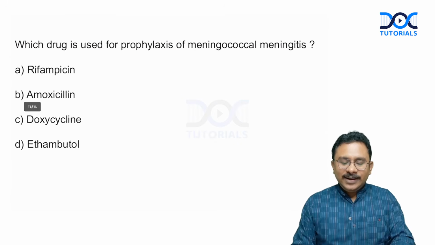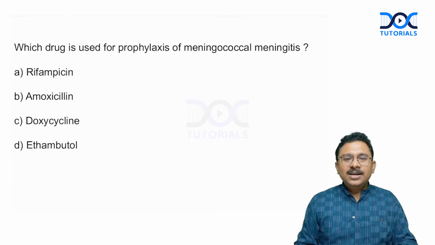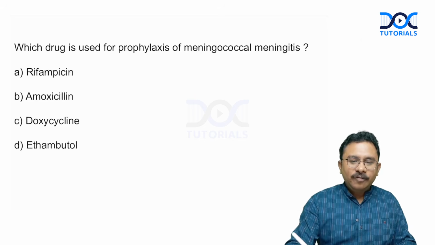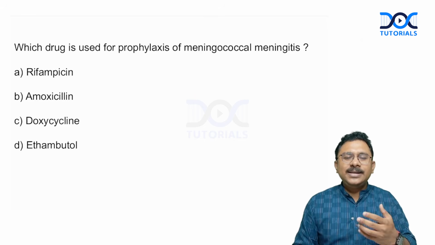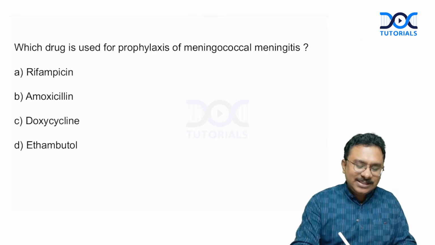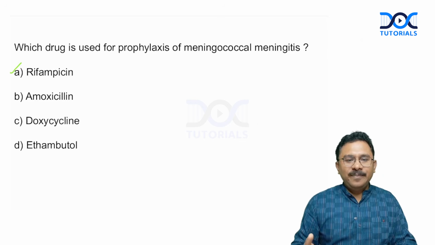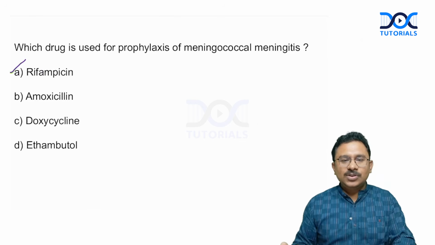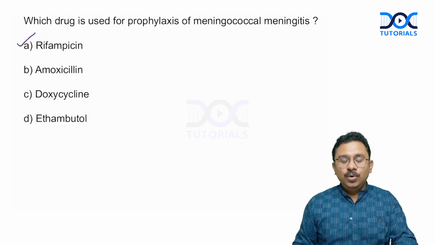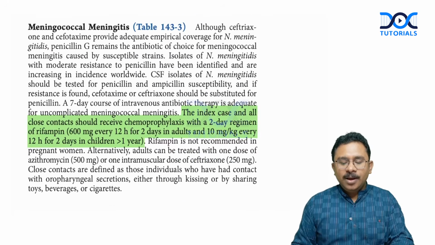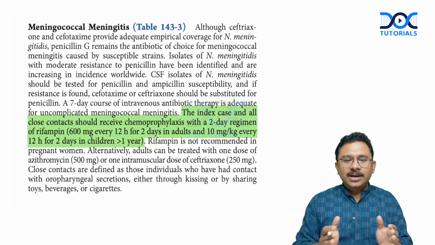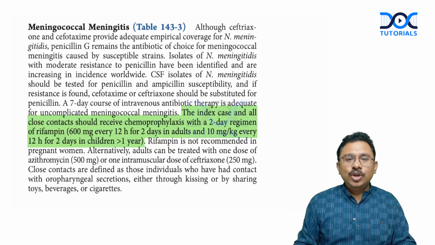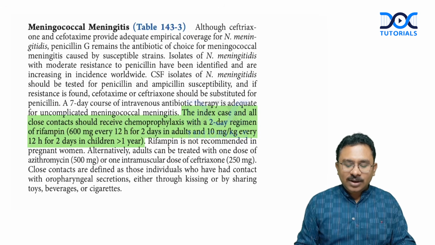So coming to the next question. Which drug is used for the prophylaxis of meningococcal meningitis? Pretty simple, straightforward question. Among the options, rifampicin. Again, I have taught you in my lectures regarding the agents used for the prophylaxis of meningococcal meningitis. But just for a reference, I am showing you the Harrison screenshot as well.